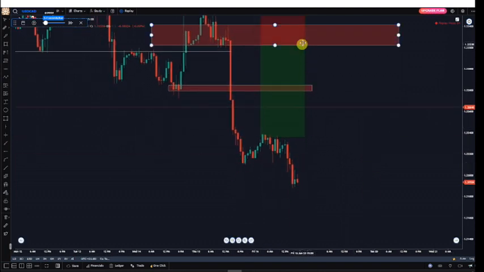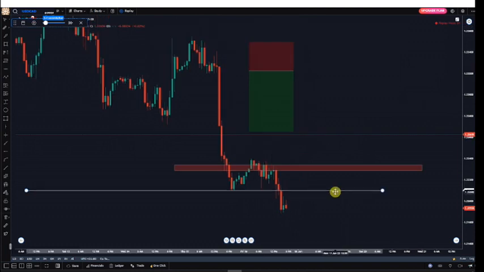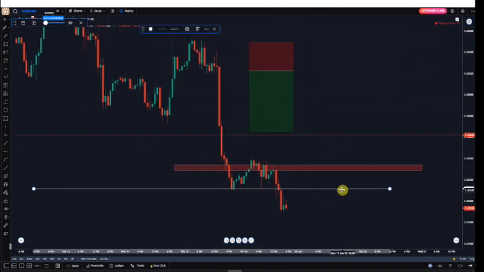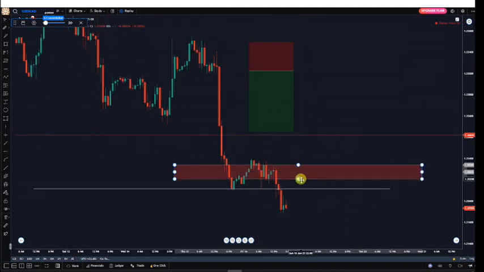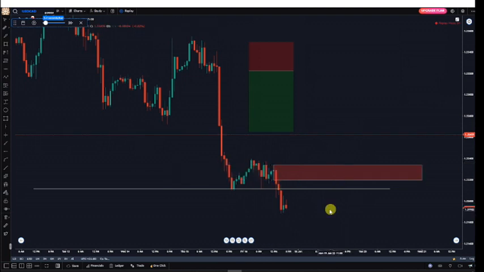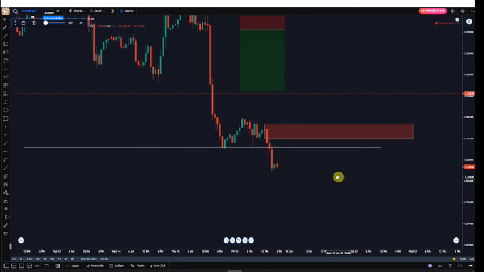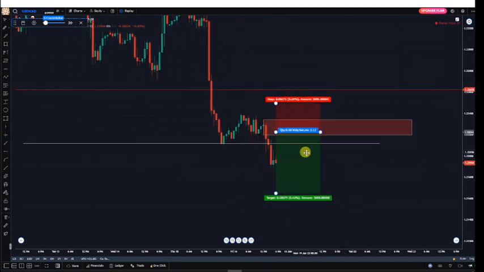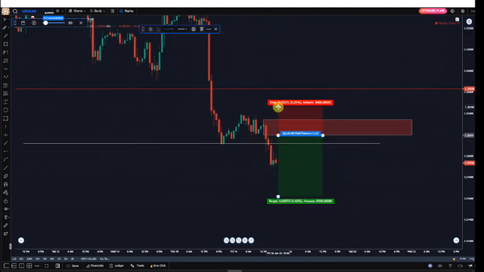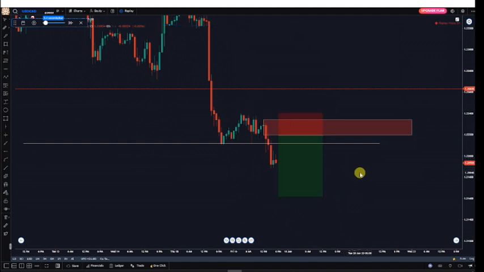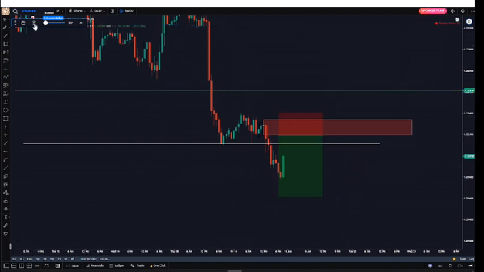So this zone is not valid for us. Break of structure. This is my liquidity zone. So let's see what happened. Pending order should be inside this zone. Pending order, yeah. So remember we have 3 trades, right? Three or 2 trades with what you are doing so far. So let's see what happened here.